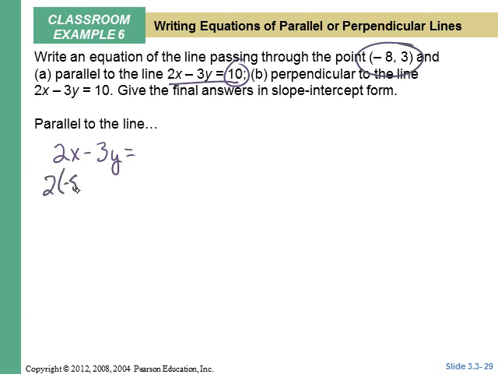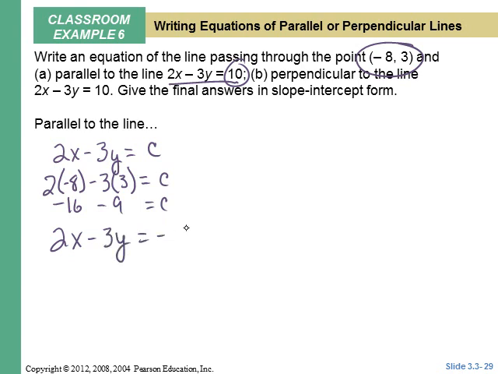2 times negative 8 minus 3 times 3. What do you get? Let's call it c. Negative 16 minus 9 more is c. So c is negative 25. 2x minus 3y equals negative 25. But they asked us to give it in slope-intercept form. So our best bet would have been at the very beginning to just get the slope.